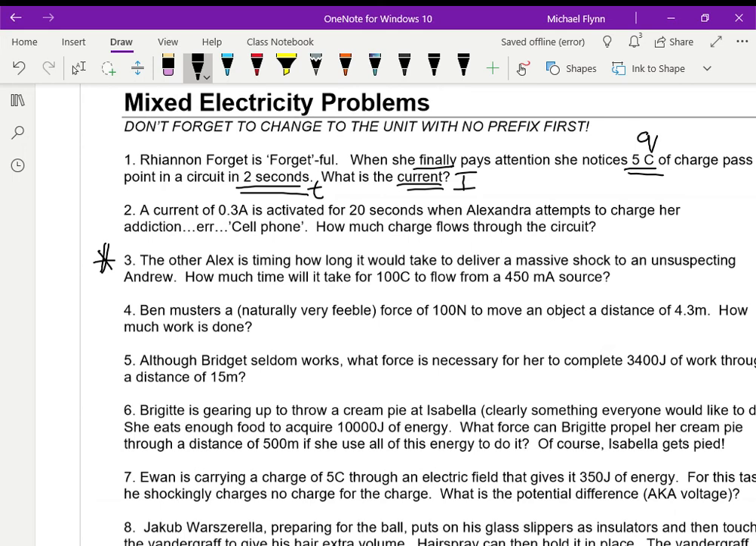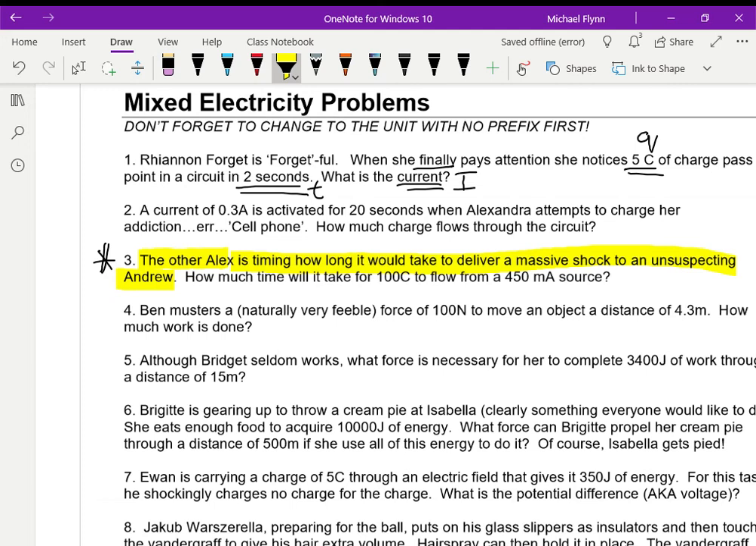Again, it's the same triangle, but you could be using any of those triangles, so I will let you figure it out. But it says here, the other Alex, so not like Zimmerman, the really annoying Alex. This is the even more annoying Alex, okay? He's timing how long it would take to deliver a massive shock to an unsuspecting but deserving Andrew. Like I said, these are all fictional characters, of course.